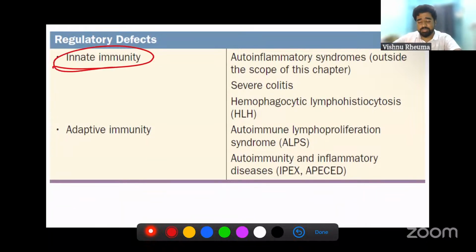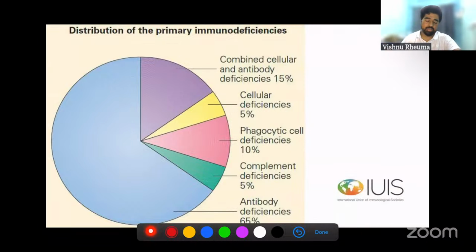It cannot be just about the deficiency part, but also the regulatory defects, like all your autoinflammatory syndromes, HLH or MAS, and adaptive immunity dysregulation, which can occur with ALPS, that is autoimmune lymphoproliferative syndrome, or your IPEX syndrome, APECED as well, where you have a lot of candidiasis, endocrine abnormalities, dysplasias, ectodermal dystrophies, etc. So this is how we distribute them in terms of demography.